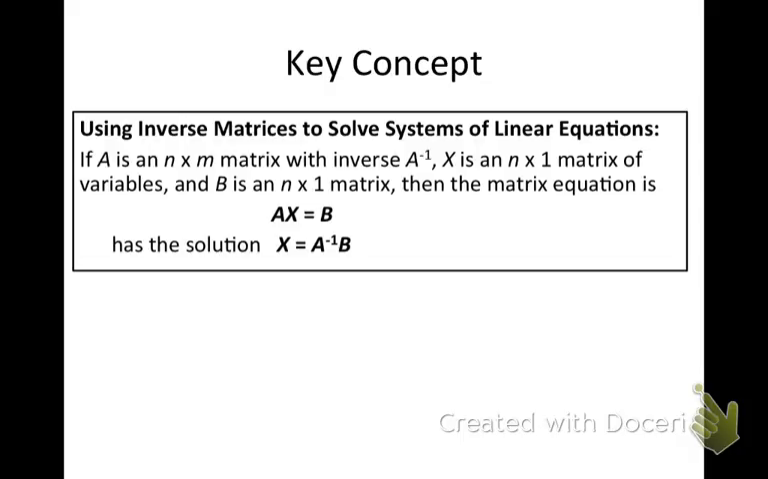So what we're going to be doing is taking that inverse matrix, which we all know how to find, and multiplying by B, where B is the constant matrix from those constants on the right side of the equal sign. Okay? All right, you ready for this?